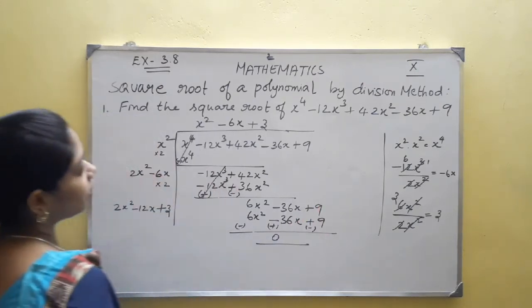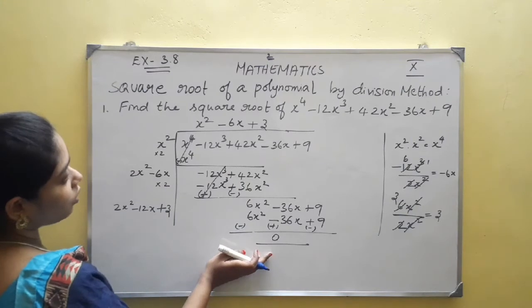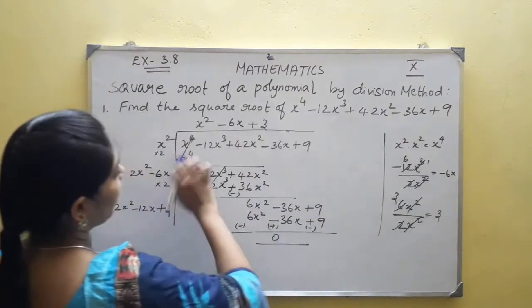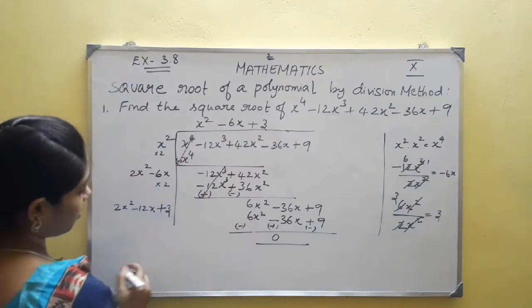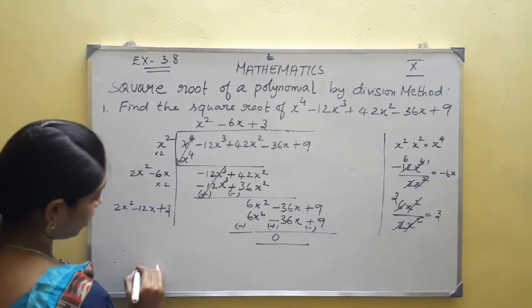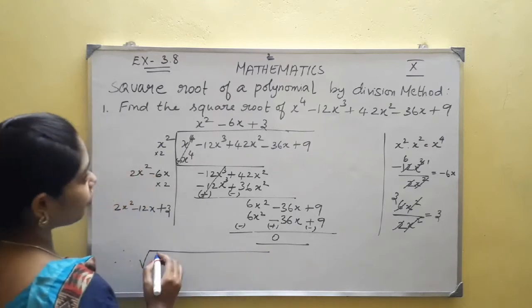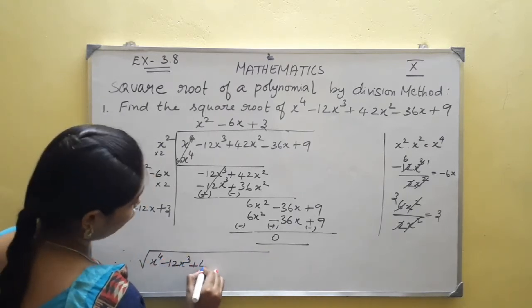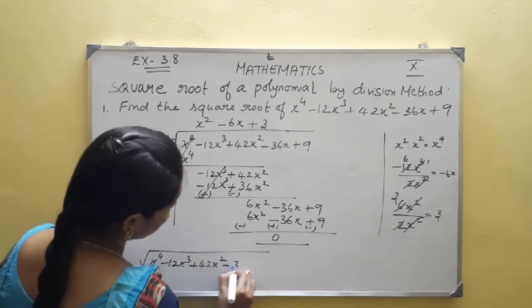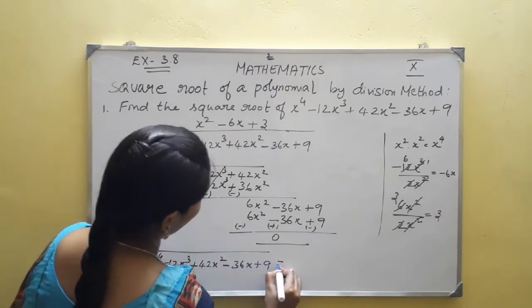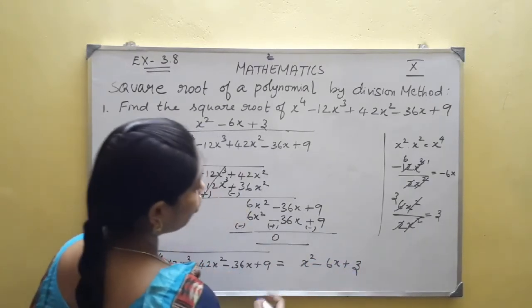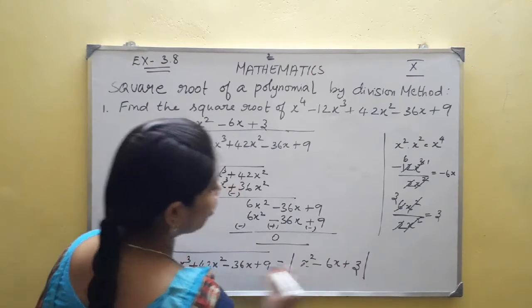So you will get remainder 0, and the square root of this given polynomial is actually x square minus 6x plus 3. So conclude your solution in this way. Square root of x power 4 minus 12x cube plus 42x square minus 36x plus 9 equal to x square minus 6x plus 3. Conclude your solution by using this modulus sign.